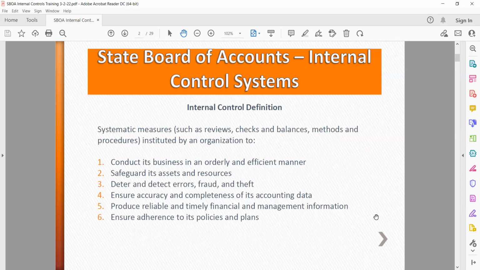State Board of Accounts internal control systems. The internal control definition: systematic measures such as reviews, checks and balances, methods, and procedures instituted by an organization to 1, conduct its business in an orderly and efficient manner, 2, safeguard its assets and resources, 3, deter and detect errors, fraud, and theft, 4, ensure accuracy and completeness of its accounting data, 5, produce reliable and timely financial and management information, and 6, ensure adherence to its policies and plans.